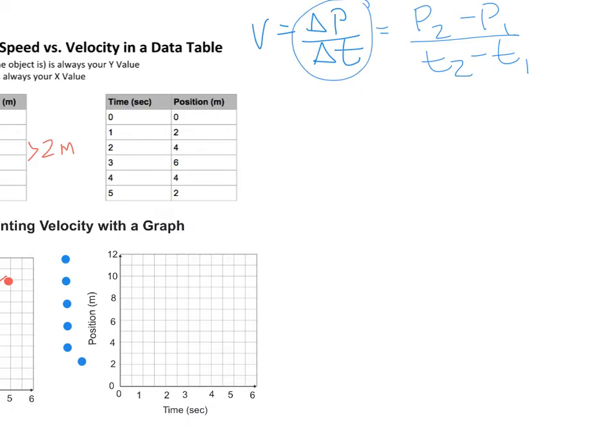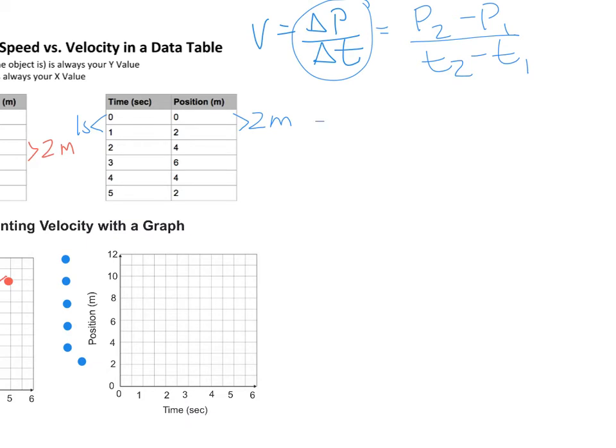And we can choose whichever positions from the data table that we want. But let's take a look at the first one. During the first second, we have a change in position of 2 meters. Now I did that kind of the shorthand way.